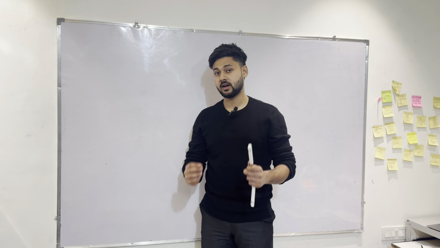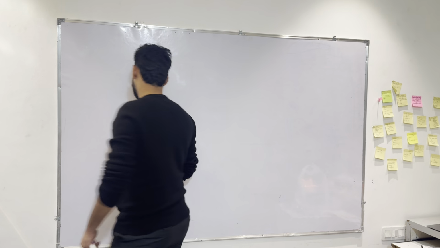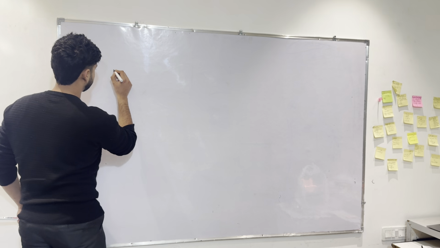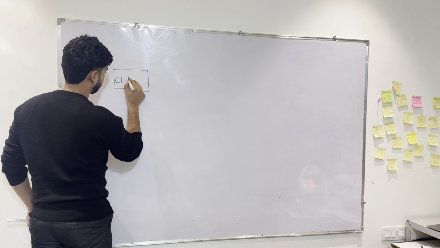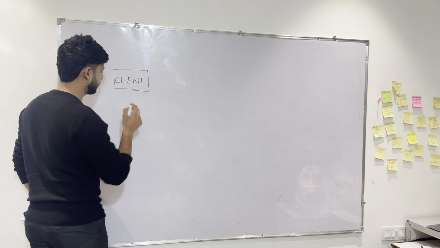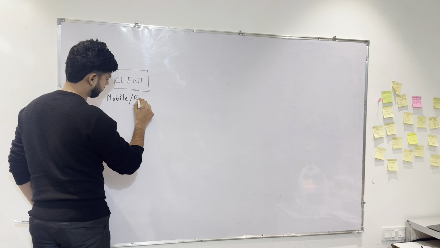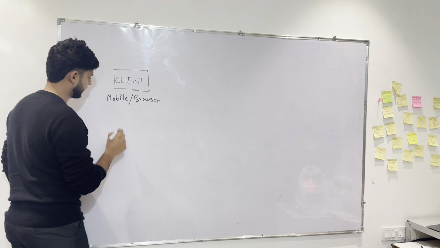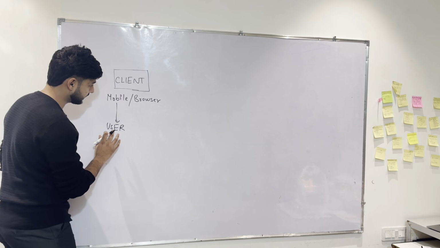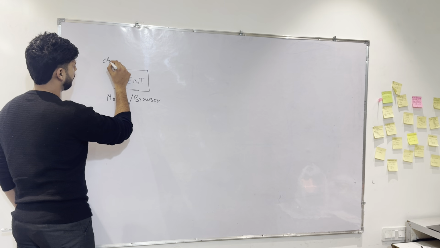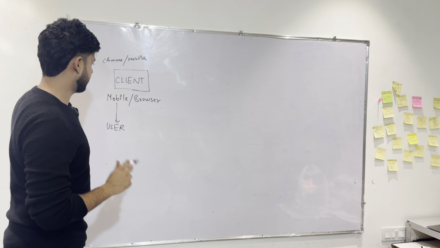Today we will see how a request works from frontend to backend to database. So let's start. First of all, we will have a frontend, right? This is called your client. Your client can be mobile or browser. The user is different. The user interacts with the client, right? This can be Chrome, Mozilla, right?